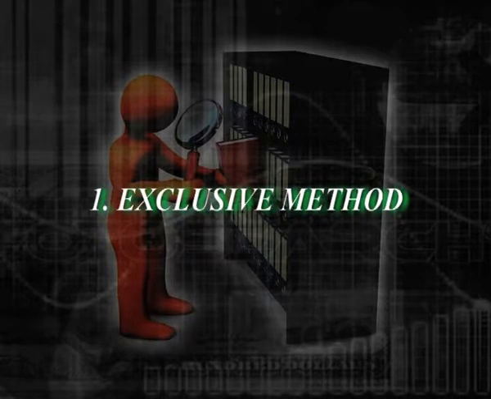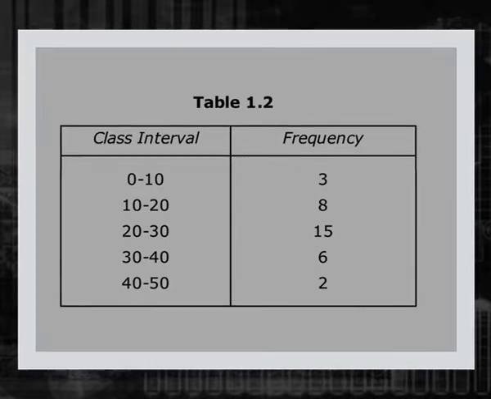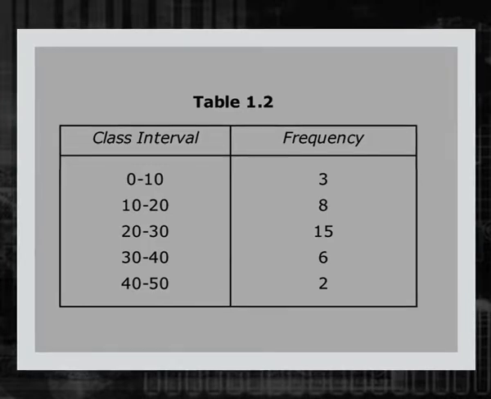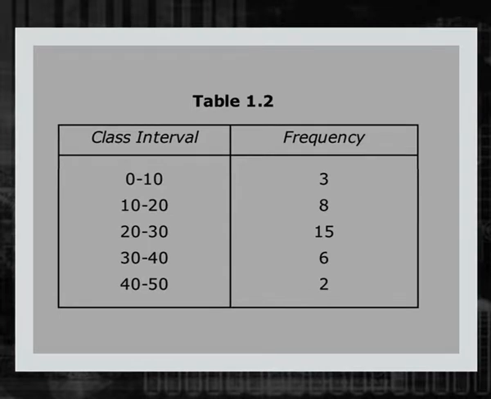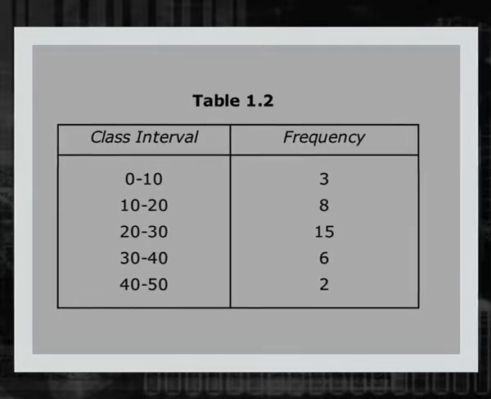First one, exclusive method. In this method, the upper limit of one class would be the lower limits of the next class. That is, the class limits of two class intervals overlaps each other. So we have a table 1.2 over here. The value of 10 would fall in the first or in the second class. It will fall in the second class because the upper limit of the first class is exclusive of the value 10. These intervals are termed as exclusive class intervals because upper limit of such intervals excludes its extreme value.